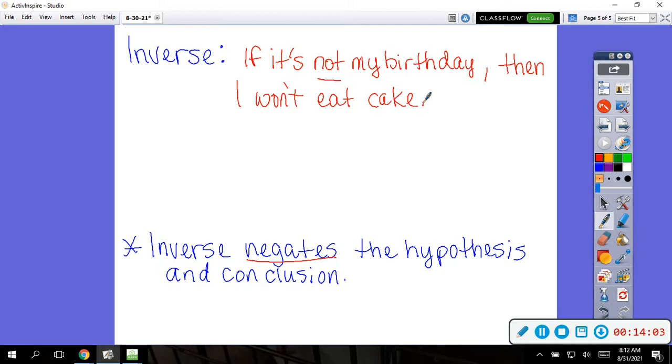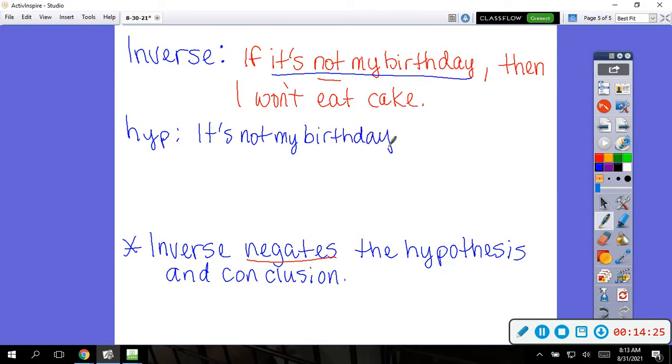Alright, so in this case, our symbols, because remember, this is now my hypothesis. So the hypothesis is now, it's not my birthday. And the conclusion is what? I won't eat cake. Yeah. So the conclusion is now I won't eat cake.